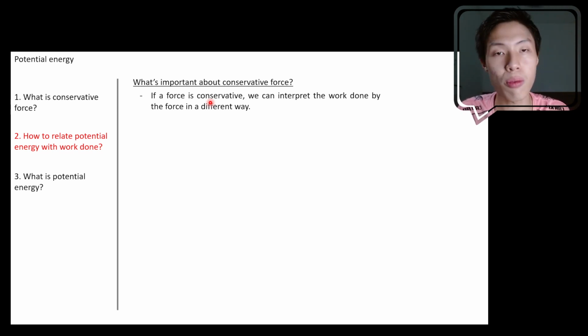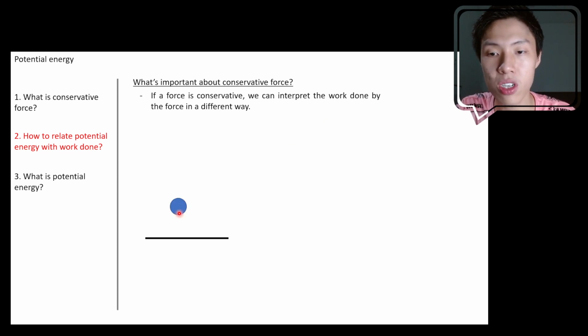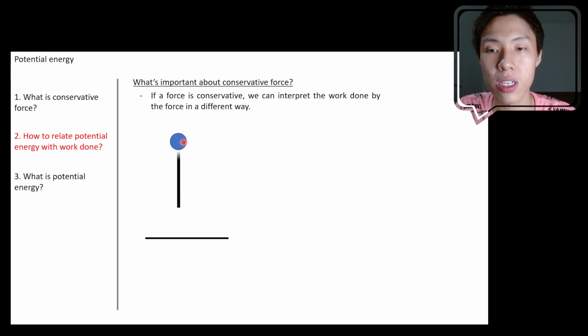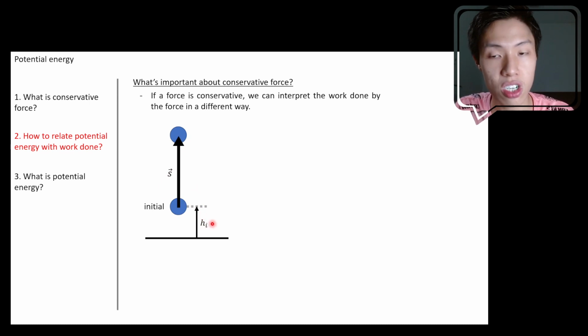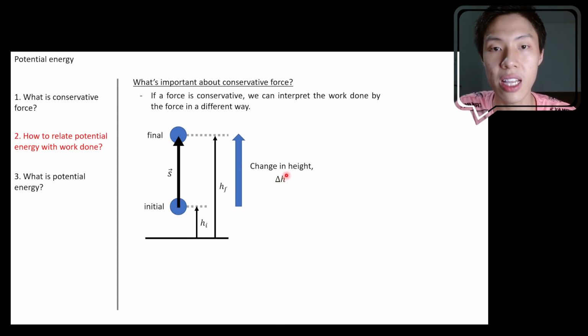We happen to know from an earlier video that gravitational force is a conservative force. So let's try to see whether we can interpret the work done by gravitational force in a different way. And we'll do that using an example. Let's say we have a ball here which is now above the ground, and I happen to throw this ball upwards. Therefore, the ball undergoes a displacement of s, going from an initial position of height h initial to a final position at height h final above the ground. In other words, this object experiences a change in height, which we can label as delta h.